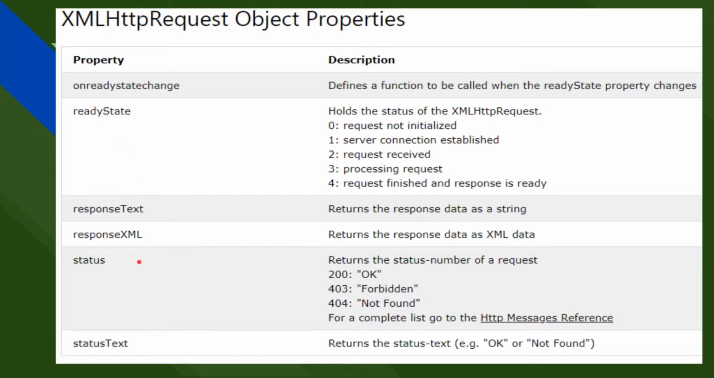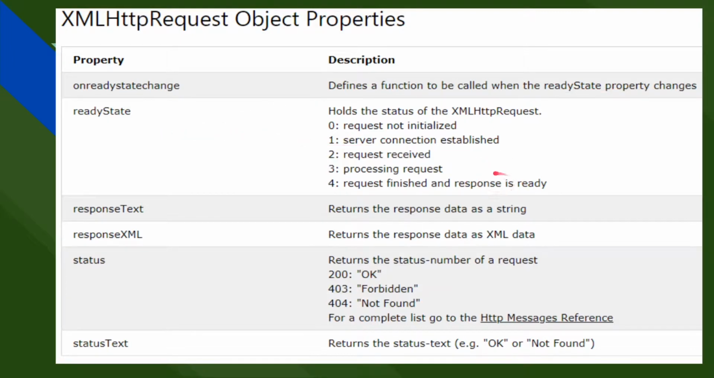If your server is returning data in XML form, then you will use this. If your server is returning the data in JSON format, then of course you will use responseText. So the first property we're gonna use, what it does is define a function to be called when the readyState property changes.